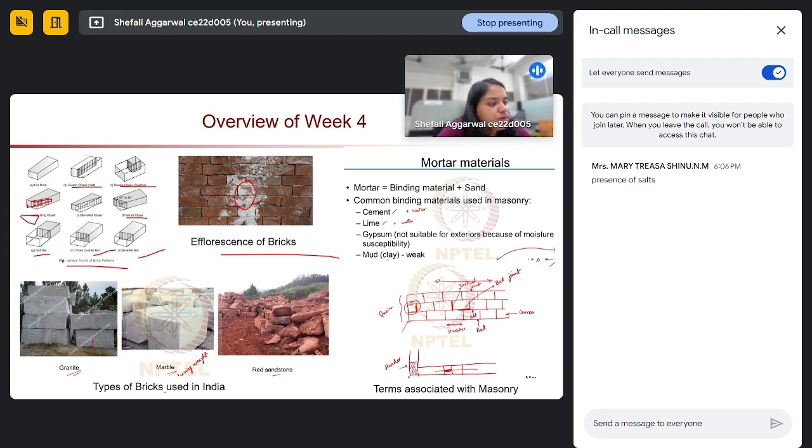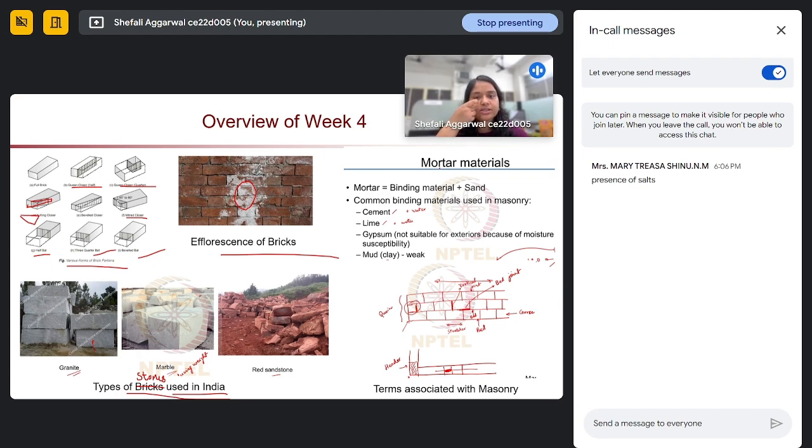After this, what are the different types of bricks which we are using in India mostly is, sorry, it's not types of bricks, it's types of stones. Okay. So next thing, this is a little overview about the bricks. Next thing is the stones. The different types of stones which we are using in India mainly are granite, marble and red sandstone.